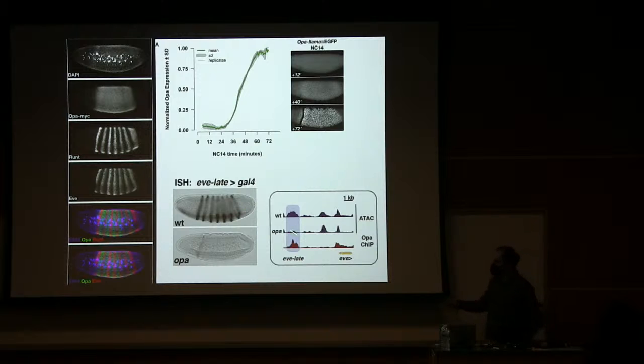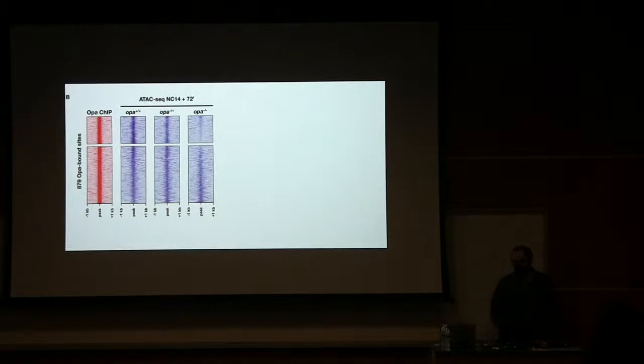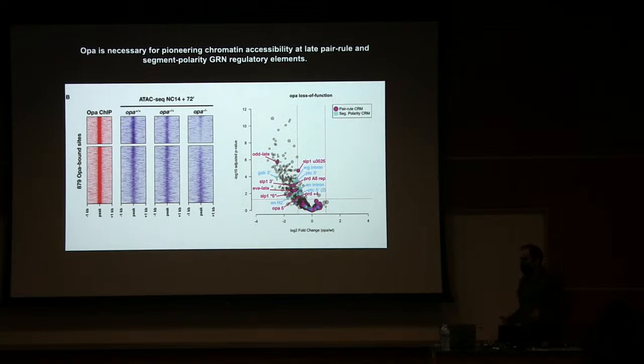We can generalize this if we take all of the regions that are bound by odd-paired and look at the effect of mutating odd-paired via ATAC-seq. We see that, similar to what I showed you for Zelda, about 30% of its targets require odd-paired for full chromatin accessibility. And if we look at the molecular addresses of these regions, we find that they're strongly overrepresented for components of the very gene regulatory network that odd-paired participates in, including many of the late-acting enhancers within the pair rule genes, as well as many of the late-acting enhancers in the segment polarity network.